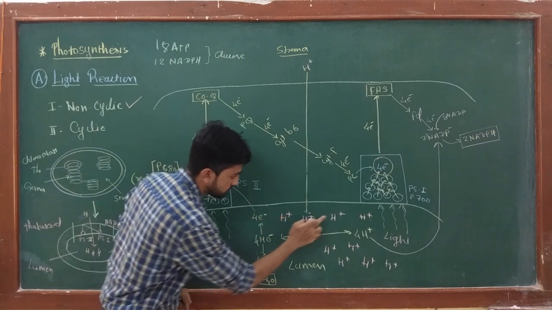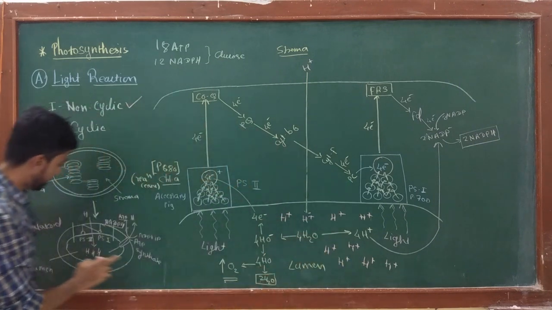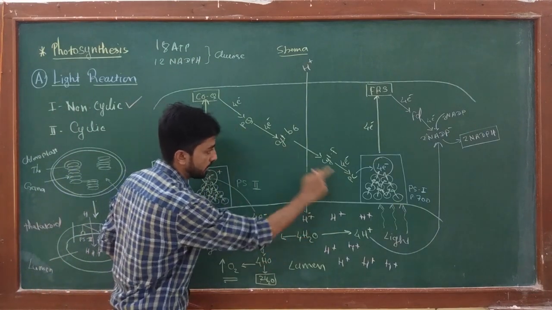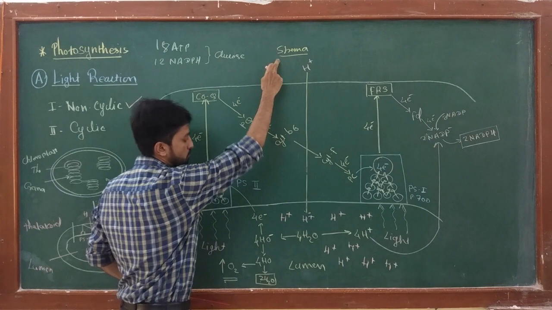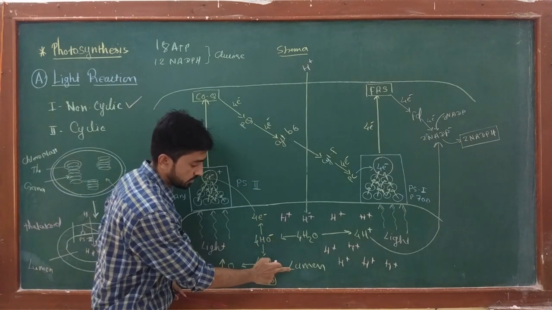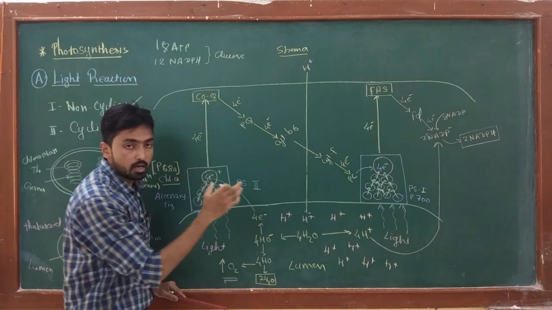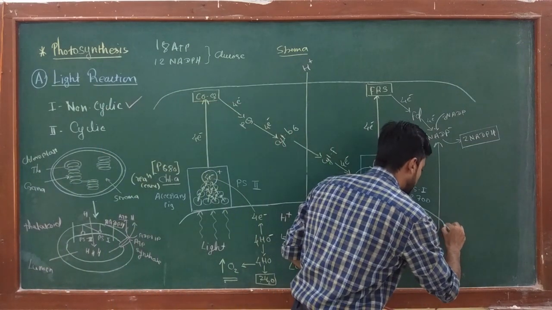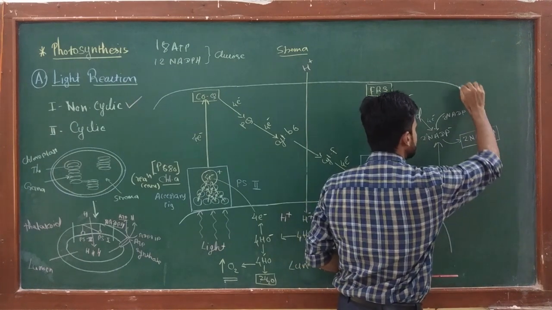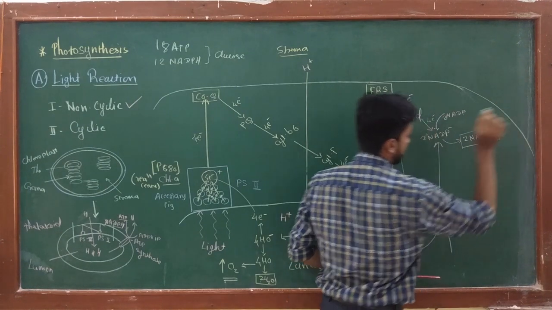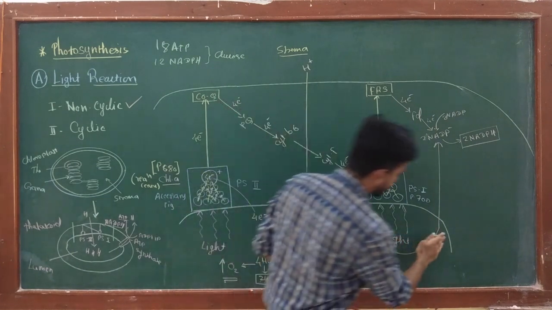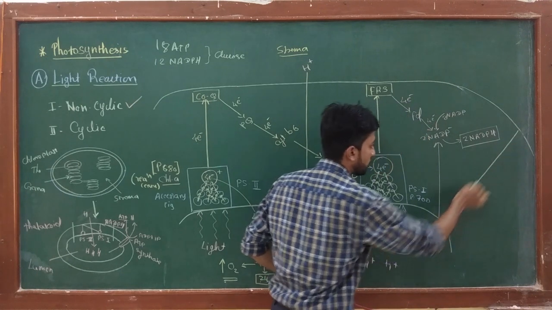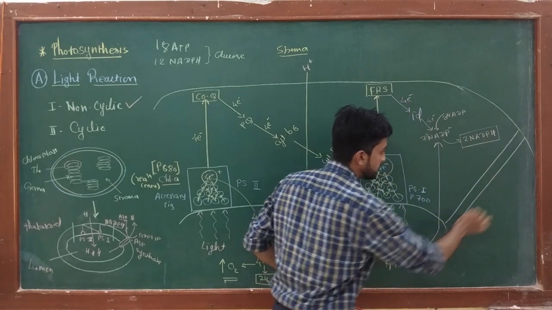Now what happened to the hydrogens which accumulated in the lumen of the thylakoid membrane? Hydrogens are accumulated due to the transfer of electrons. They are pumped inside from the stroma to the lumen of the thylakoid. Now these hydrogens are liberated. Okay, if this is the membrane of the thylakoid, the thylakoid membrane has a special enzyme, and that enzyme is called ATP synthase.